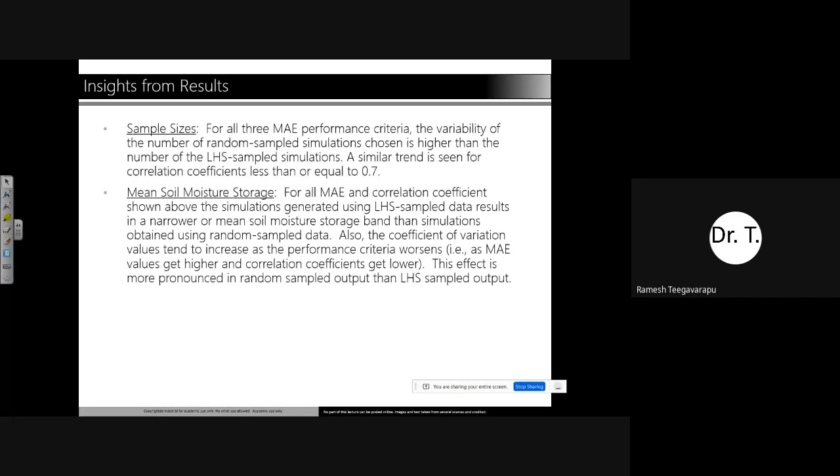The insights from the results are that for all 3 performance criteria, the variability across the random sample simulations is higher than across the LHS sample simulations, which is kind of expected, but it is interesting to see. And we also saw that the mean soil moisture storage did not coincide exactly when we used 2 different performance measures, like MAE and correlation coefficient.